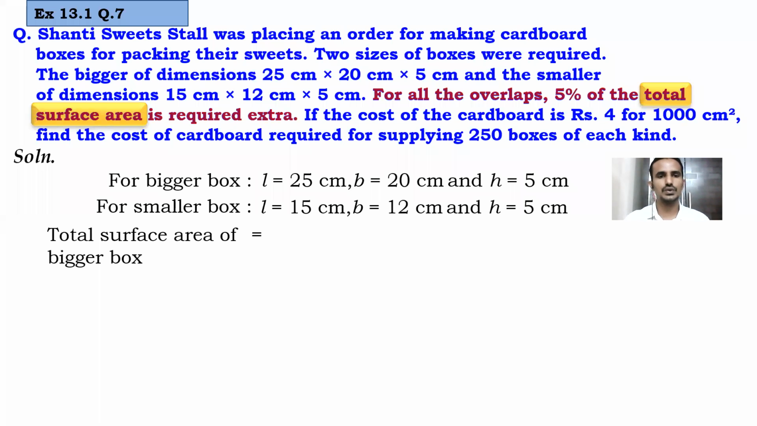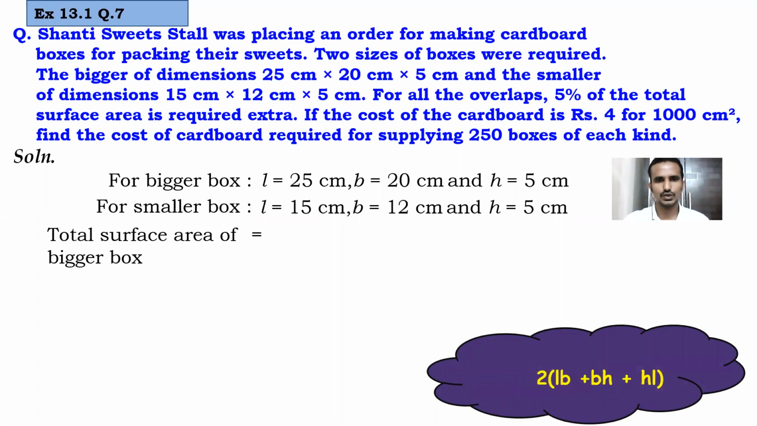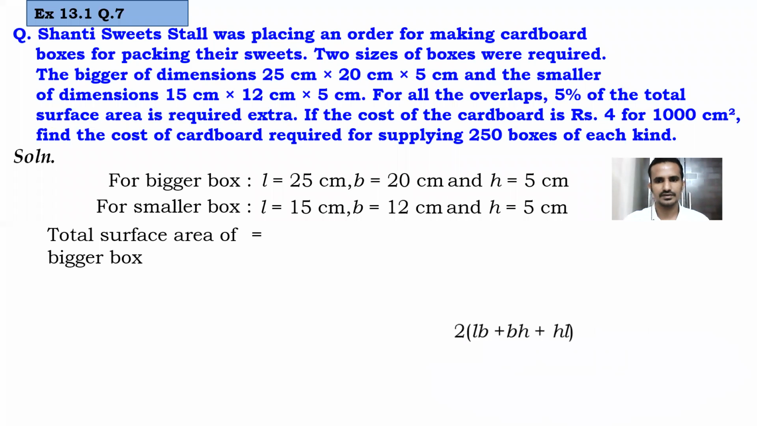The first thing that we'll do here is we'll take one box at a time. Let us say total surface area. For the bigger box, we'll find the total surface area. So just write down this and calculate it along with me. Total surface area of the bigger box. We use the formula for the total surface area of cuboid, that is 2(LB + BH + LH). So we'll use this one, 2 in the bracket, length into breadth plus breadth into height plus height into length.